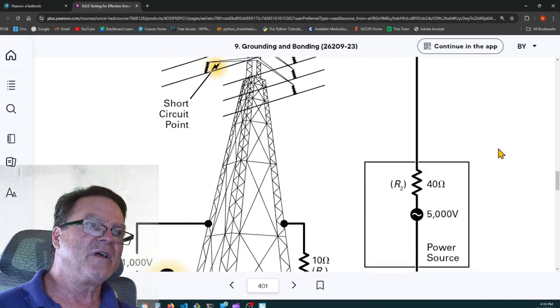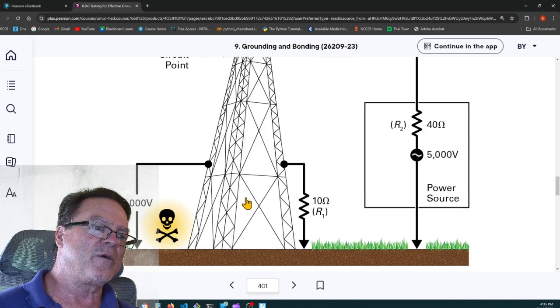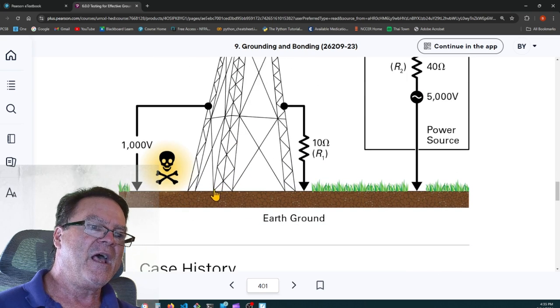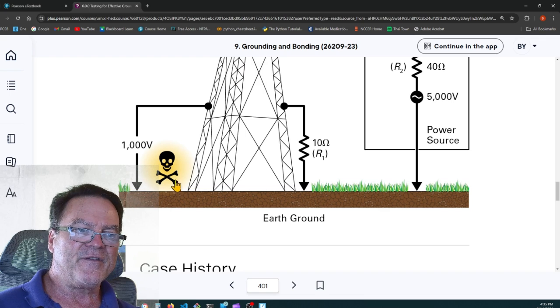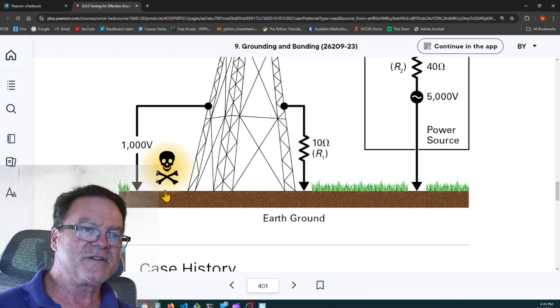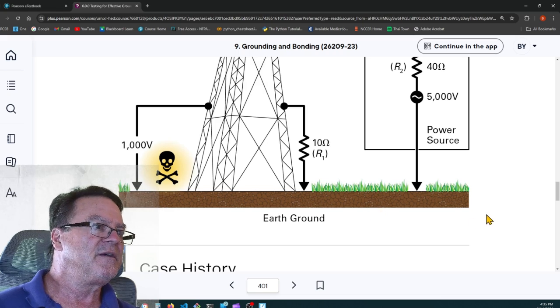So step potential, let's say there's a short circuit and this Eiffel Tower becomes energized. It's going to radiate out in the earth. So you might have 1,000 volts at one point and only 500 volts at another point. That's a difference of potential of 500 volts. And if it is 3 feet or less, you can step across that and you can get hurt. You can get killed. It's called step potential.